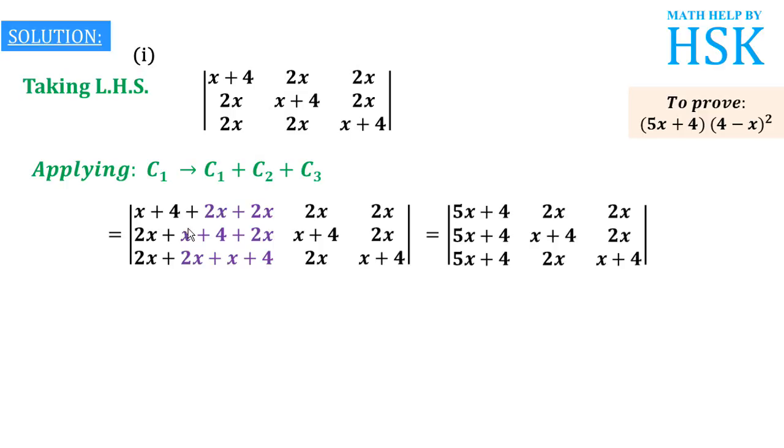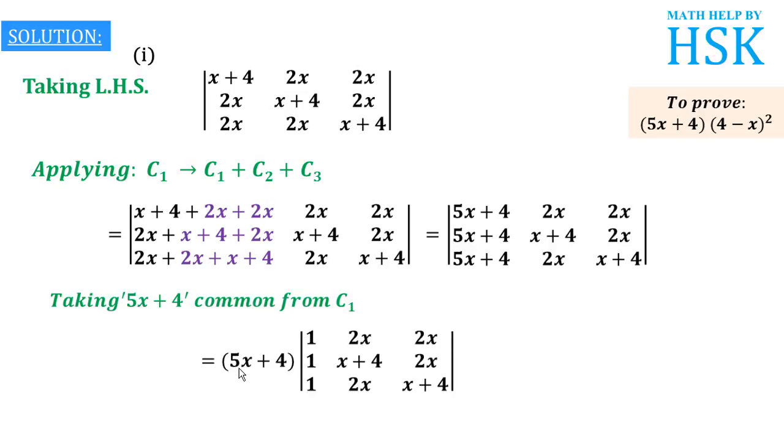So this will be equal to 5x plus 4, 5x plus 4, 5x plus 4, 2x, x plus 4, 2x, 2x, 2x, x plus 4. Right? Now, as you can see here, column 1 has all the three elements as 5x plus 4. Therefore, taking 5x plus 4 common from C1, I am going to get this as equal to 5x plus 4 times the determinant 1, 1, 1, 2x, x plus 4, 2x, 2x, 2x, x plus 4.